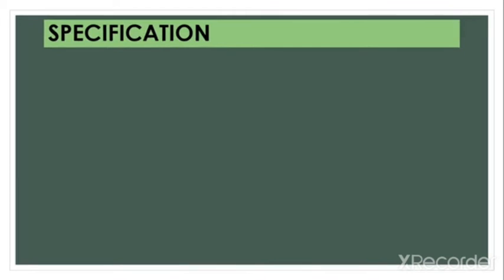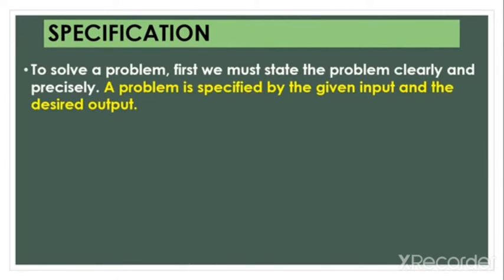Let's discuss the specification part in this video. So what is specification? To solve a problem, first we must state that problem clearly and precisely. So whichever problem we are going to solve, we have to clearly provide the problem with its properties and what output requirement we need. When you provide it like this only, we are able to create an algorithm. So we have to analyze the problem clearly here.